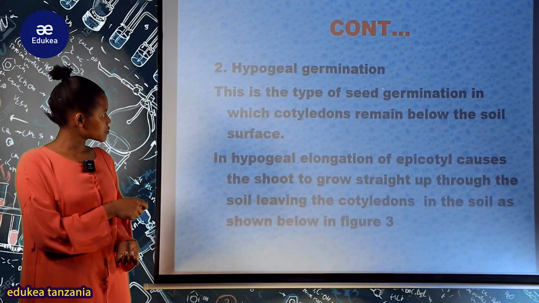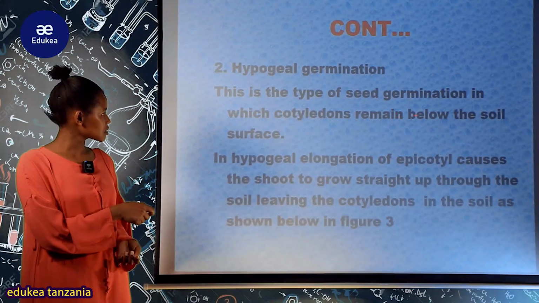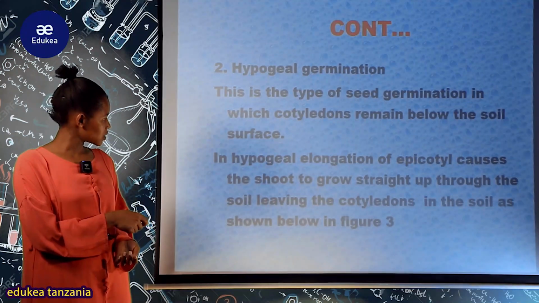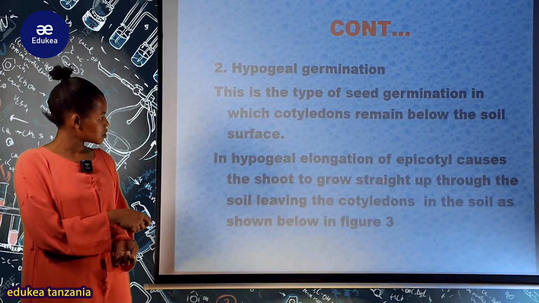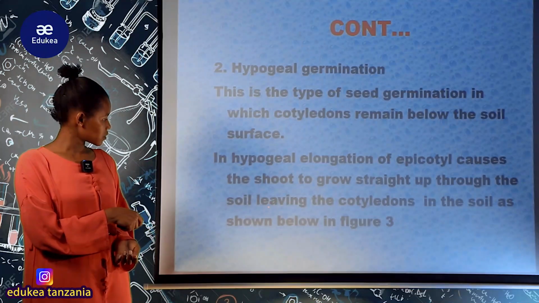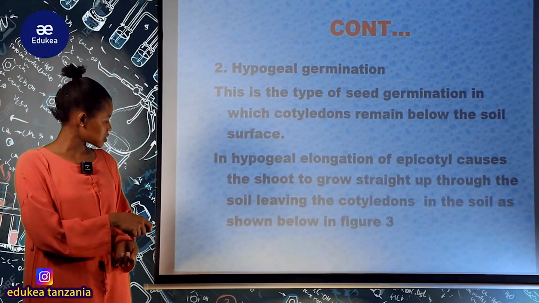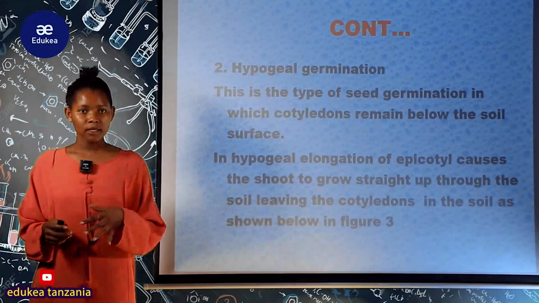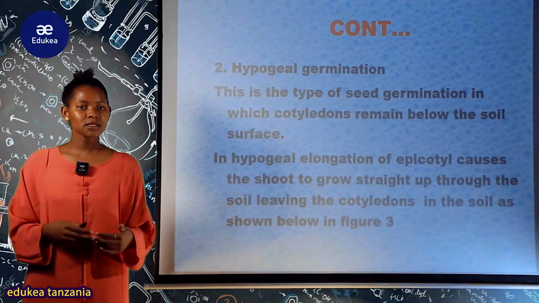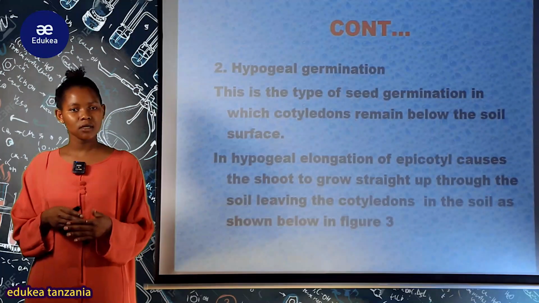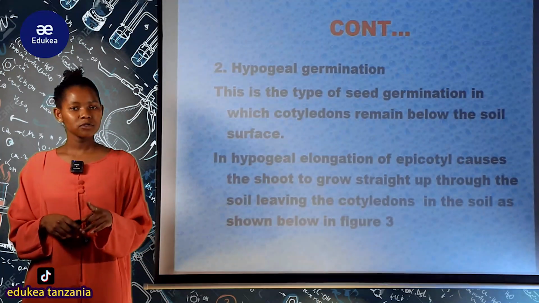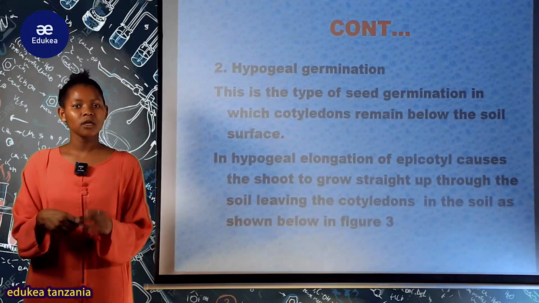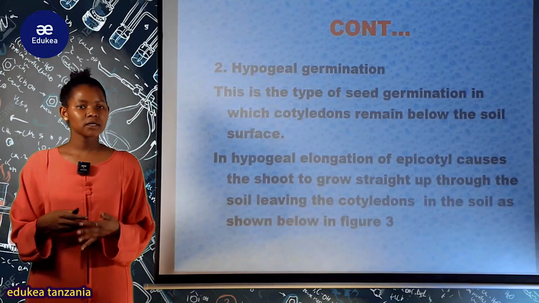This is the type of seed germination in which cotyledons remain below the soil surface. In hypogeal germination, elongation of the epicotyl causes the shoot to grow straight up through the soil, leaving the cotyledons in the soil, as shown in the figure below. My dear student, tunapozungumzia this second type of germination, which is hypogeal germination. Hypogeal, tunaposema hypo juu ya ground, ipo chini. You can remember it well.